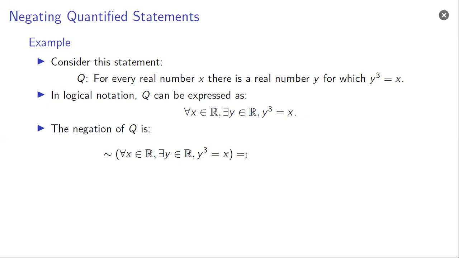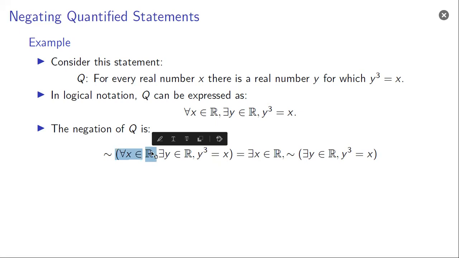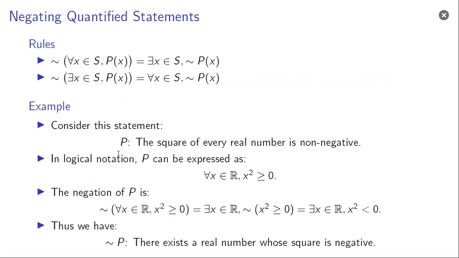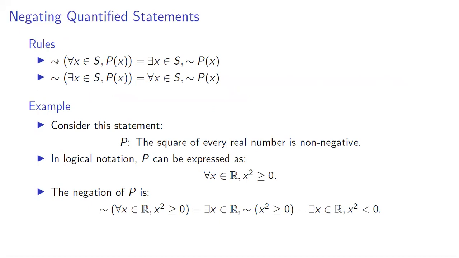Now, this is logically equivalent to, well, let's see. We're going to apply the not to this part. Okay, so not that. So that's going to become there exists an x in R such that, and now we have the not here, right? Not, in other words, going back to the rule, we apply it here and we move the not inside.